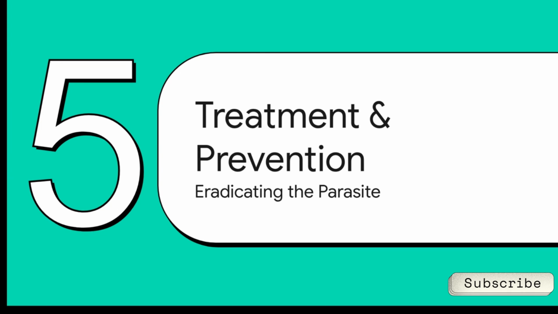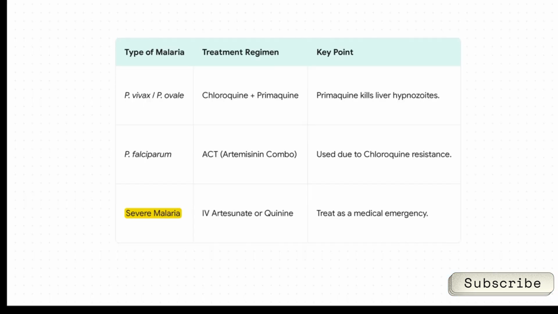All right, diagnosis is in the bag. We know what we're fighting. So, how do we win? Let's talk treatment and prevention. Okay, treatment is all about knowing your species. For vivax and ovale, you hit them with a one-two punch. Chloroquine for the parasites in the blood, plus primaquine to go after those sneaky hypnozoids in the liver. You have to use primaquine to prevent a relapse.